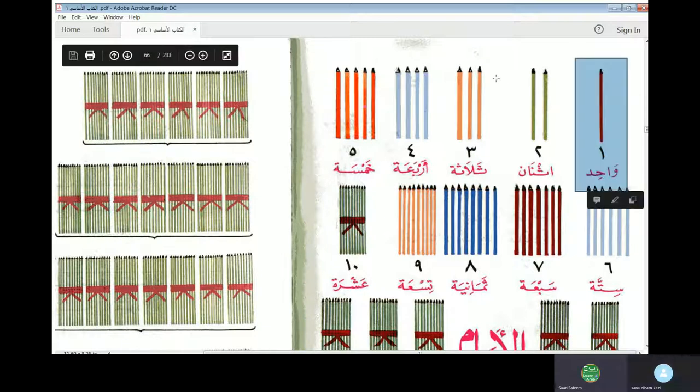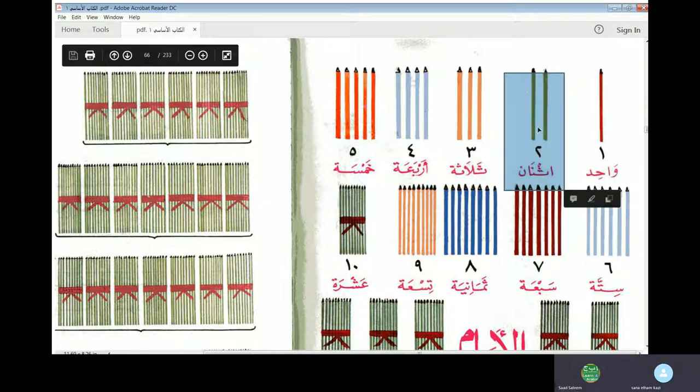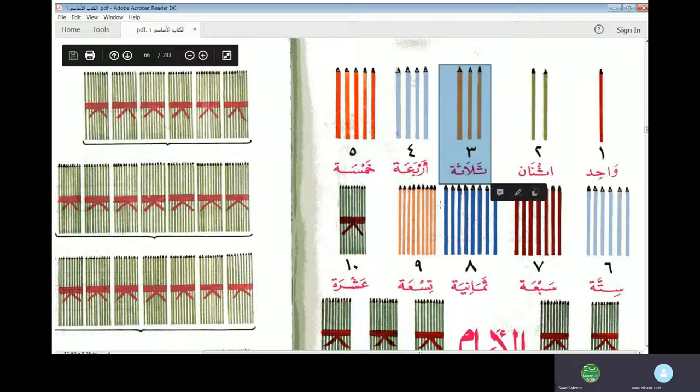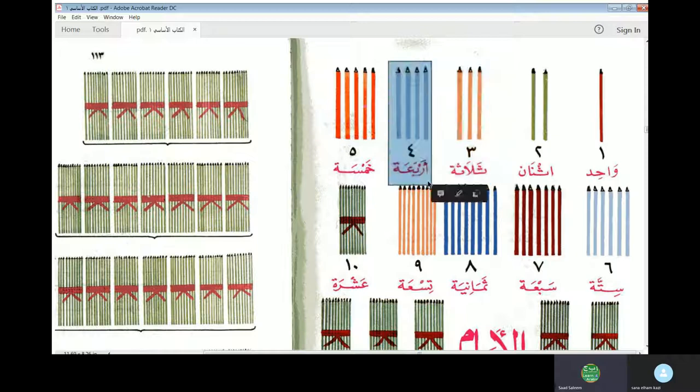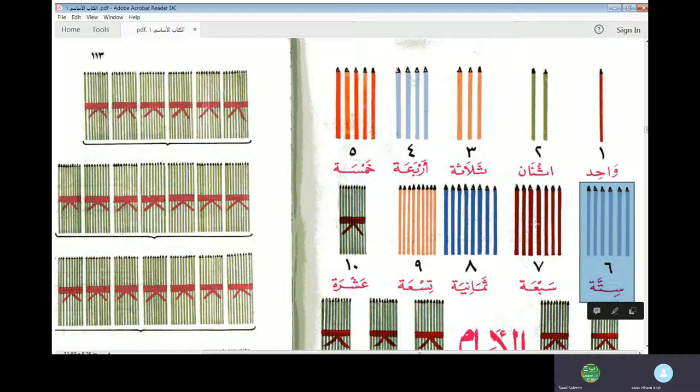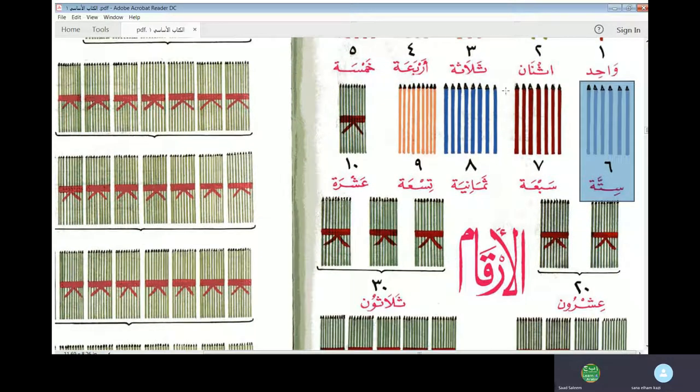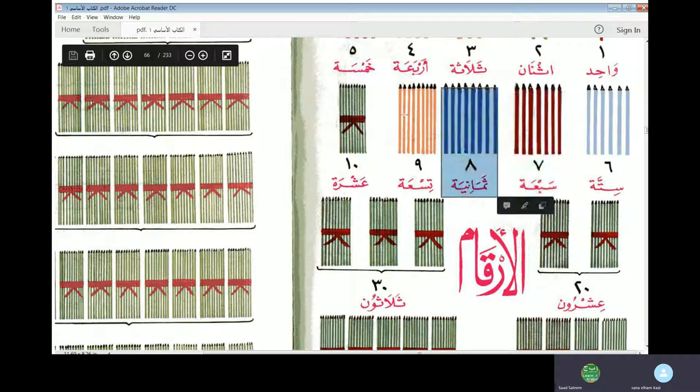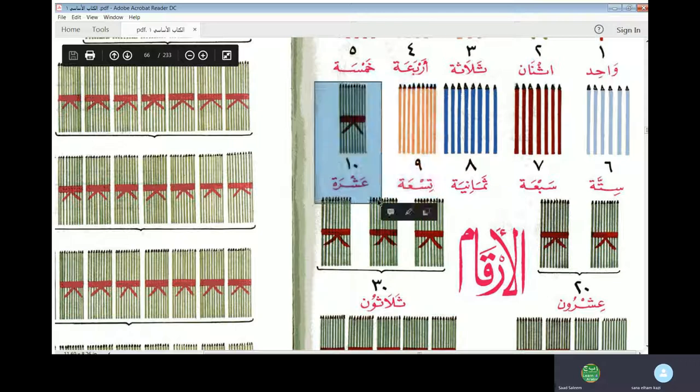कलमुन वाहिदुन, कलमानी इस्नानी. ओके. Thalathatu aqlamin, arbaatu aqlamin, khamsatu aqlamin, sittatu aqlamin, sabaatu aqlamin, tamaniyatu aqlamin, tisatu aqlamin, asharatu aqlamin.